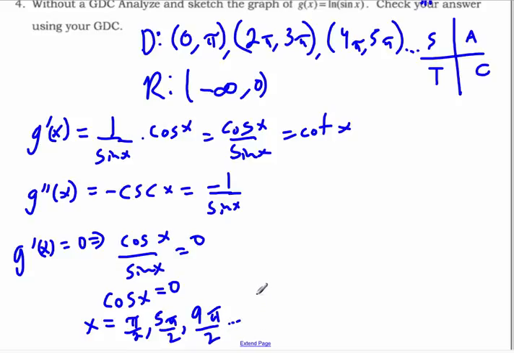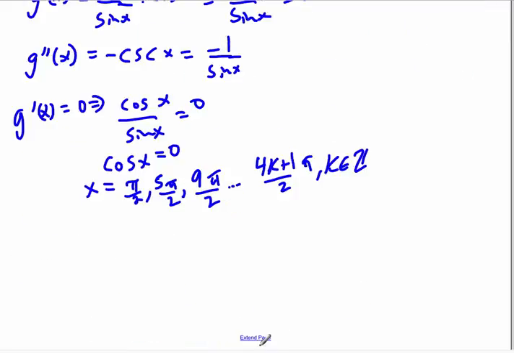So you can actually even make an equation for those. It's (4k plus 1) pi over 2. That's how we can generate them, where k is an integer, right? So there's an infinite number of them. Those are possibly maximums or minimums. Let's check the sign diagram.